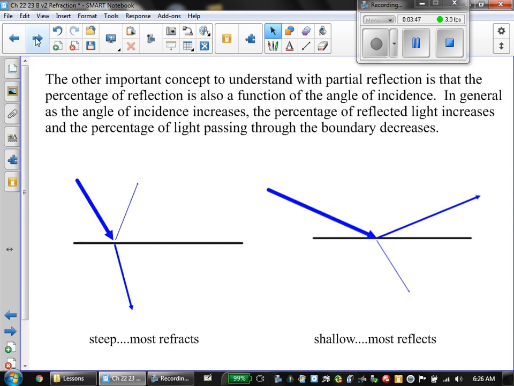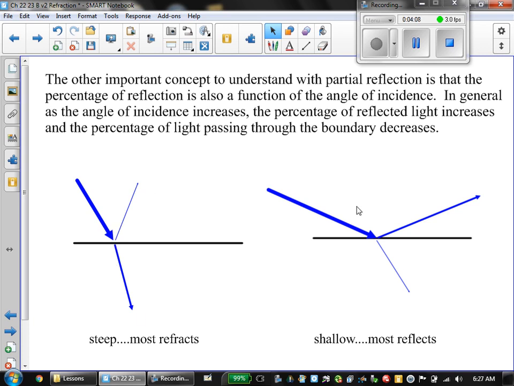Now, part of this that's important is that the amount that bounces and the amount that refracts depends on the angle, and this kind of makes sense. If I come in very steeply, remember it's always relative to a normal line, it's kind of like throwing a rock at a pond. Well, if I throw the rock at a very small angle, I expect the rock to go through, but with light, most of it goes through, a little bit reflects.